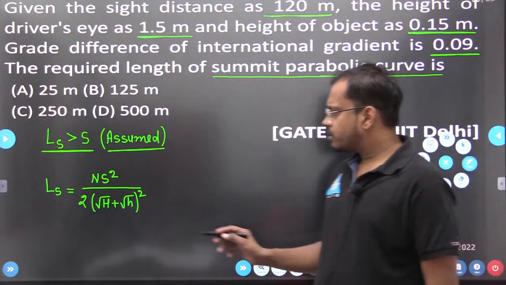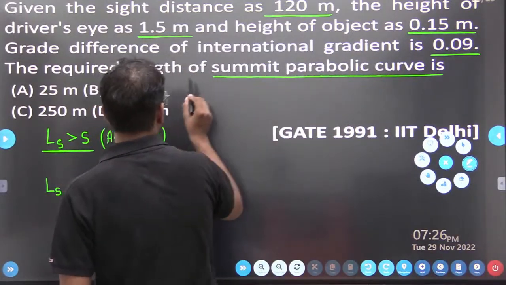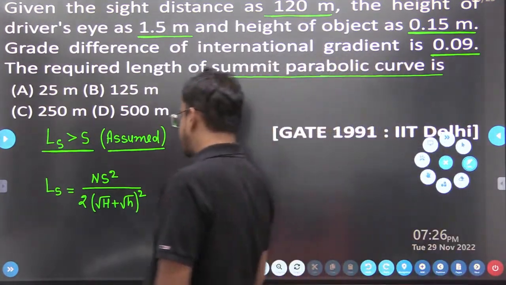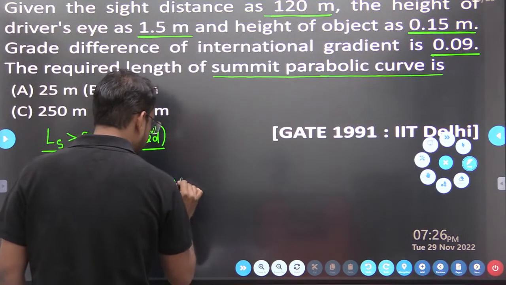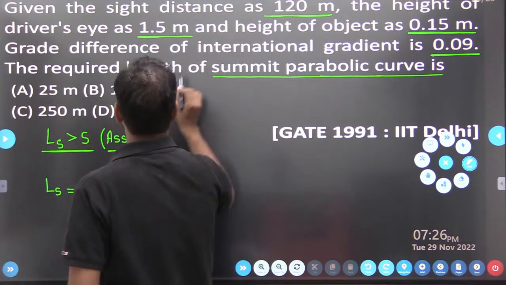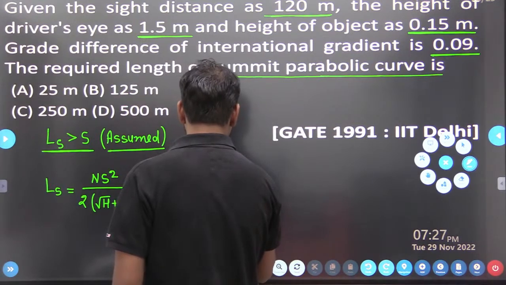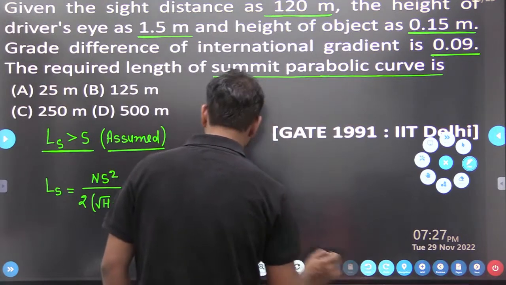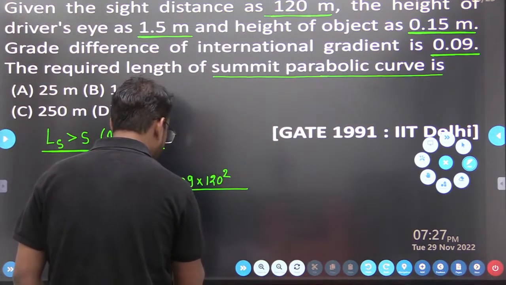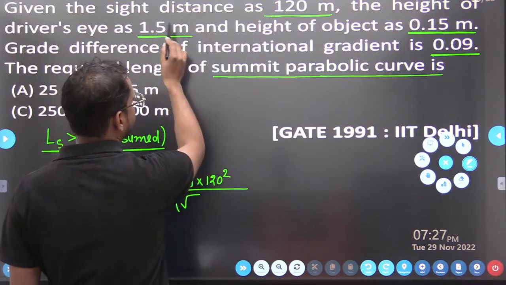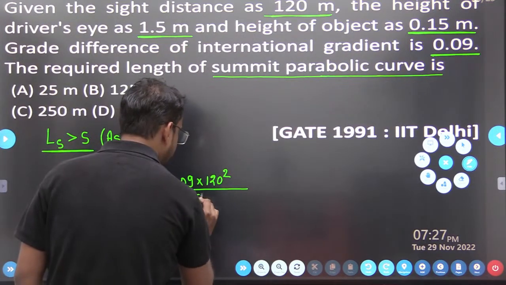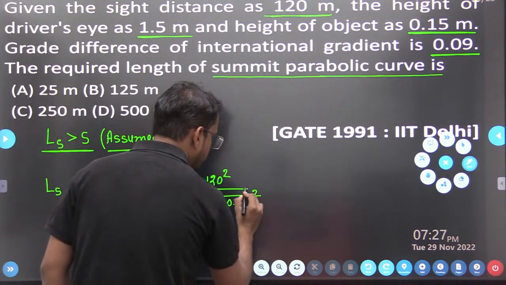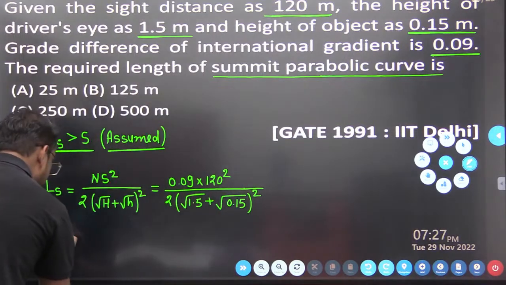My dear friend, what is the value of N? N is the grade difference between the two gradients, that means 0.09, directly given in the problem. So put the value 0.09 multiplied by S, the sight distance, which is already given as 120 squared, dividing by 2 times the square of the root of capital H plus the root of small h. What is the value of capital H? It is 1.5 meter, plus small h is 0.15 meter. Then please calculate the length of the summit curve.